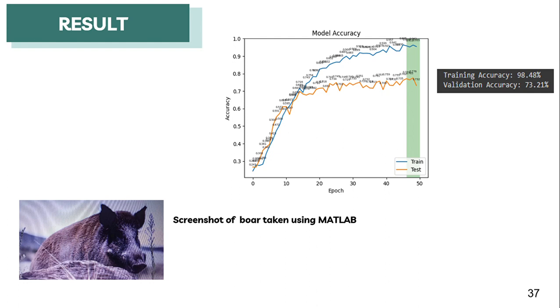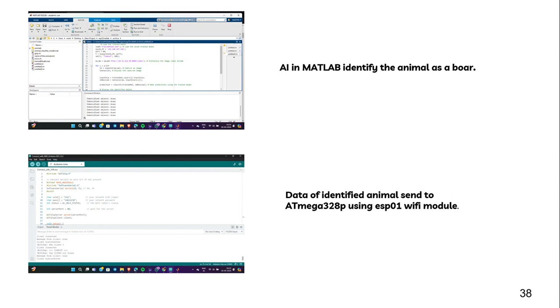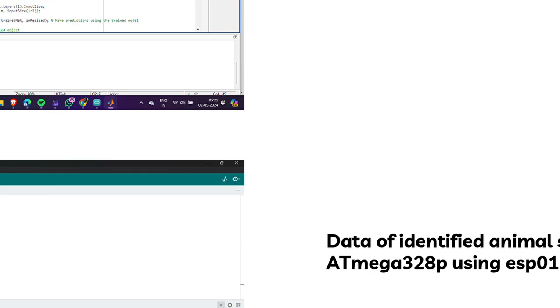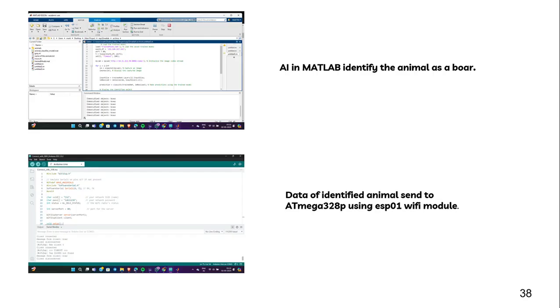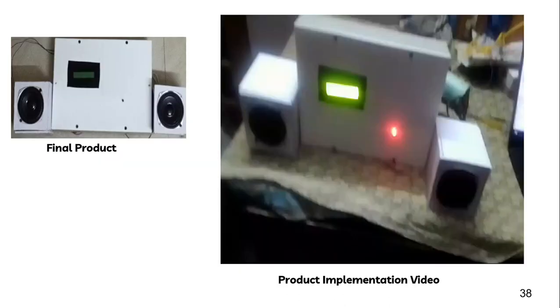The animal image has been streamed to a web server using an IP camera, and a snapshot of the boar has been captured by the MATLAB program. Inside the MATLAB program, the AI model identifies the animal, which is identified as a boar, as you can see here. The data of the identified animal is sent to the Atmega 328P using the ESP01 module. After the data is received, it plays the audio for the animal.